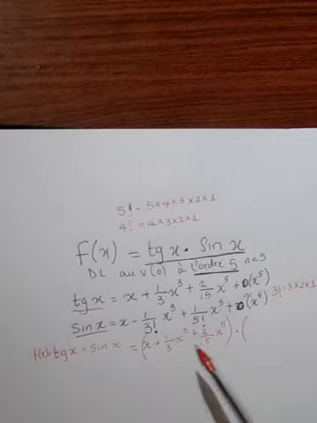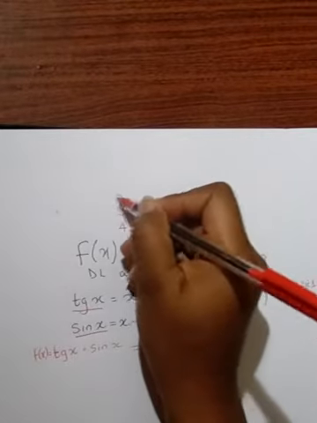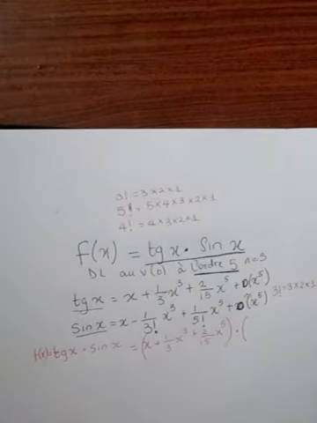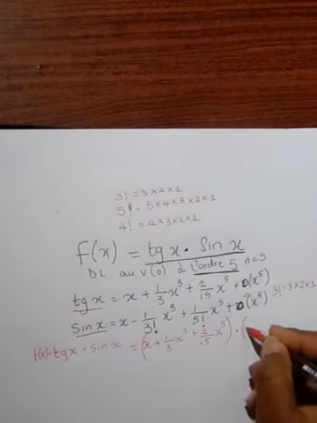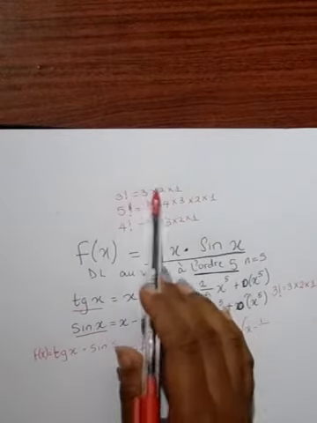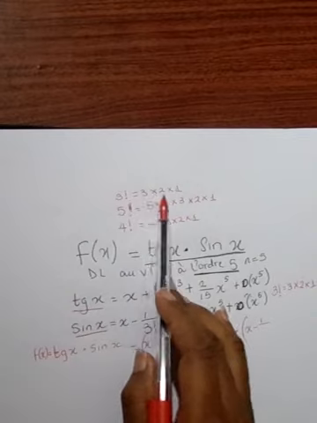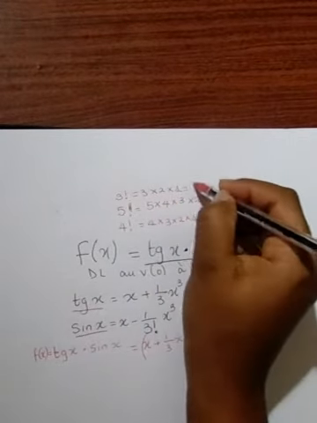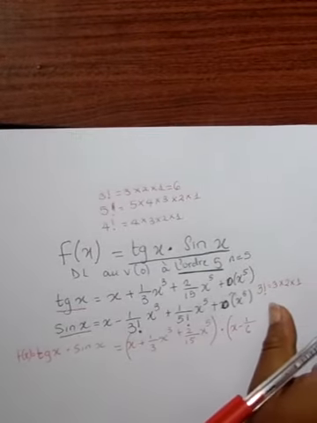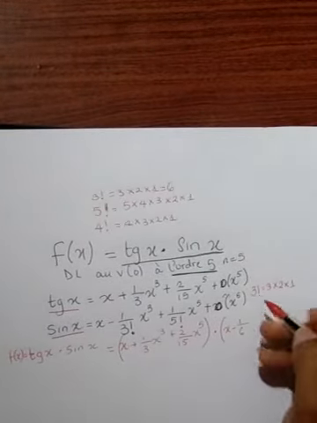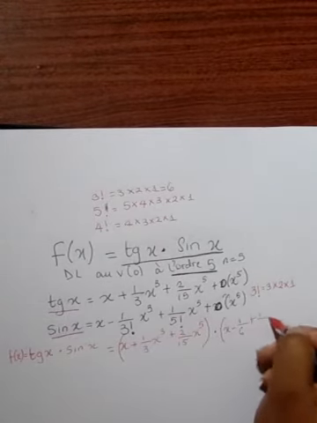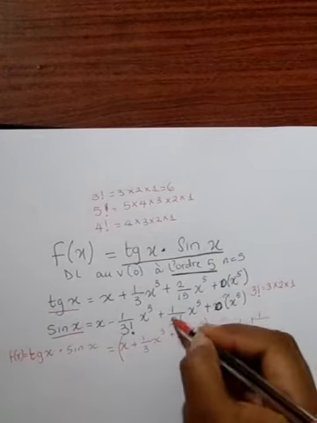So in this case we have the factorial of 3 and the factorial of 5. The factorial of 3 is 3 times 2 times 1. So we pick the sine x, which is x minus 1 over 3 factorial. So this is 3 factorial, so we'll multiply 3 times 2, which is 6, times 1, which is 6. So 3 factorial is 6. Then we have our plus 1 over 5 factorial, that's this right here.